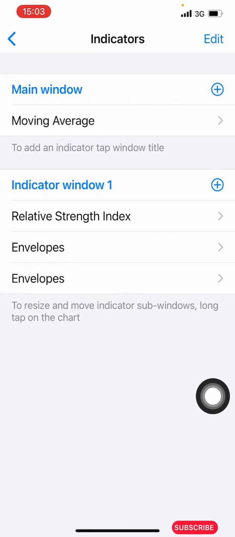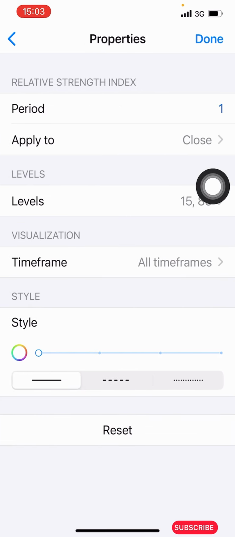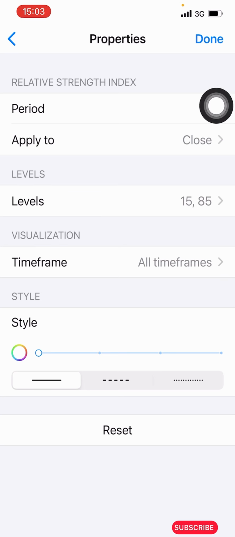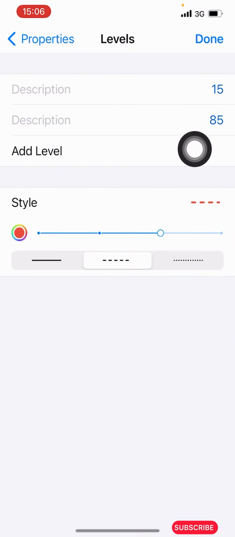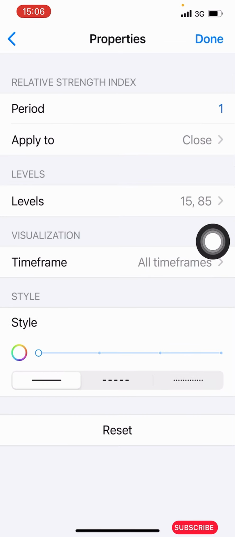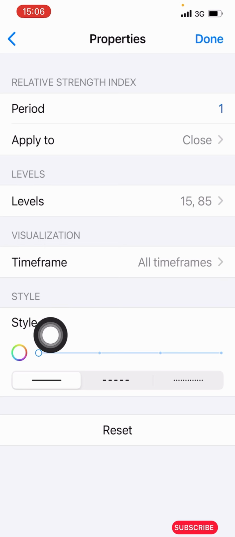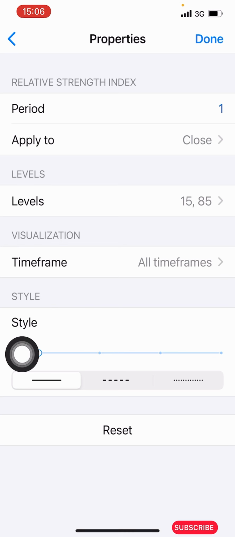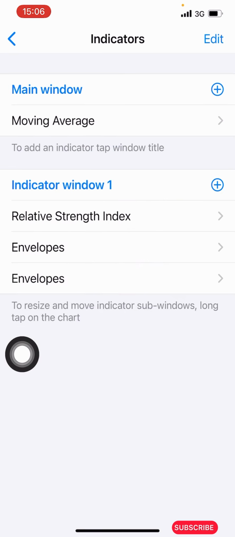Now the next indicator we have here is the relative strength index. You click on this plus icon, you make the period 1, apply to close. For the levels, you make it 15 and 85. For the style, you make the color red, 3 pixel, and you click on done. The time frame is all time frame. For the star, you make the color the color of your background, 1 pixel, and you click on done.